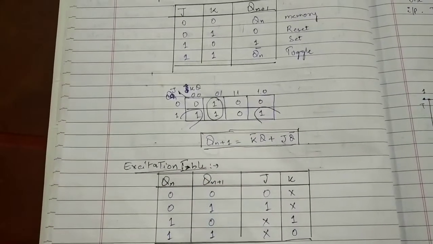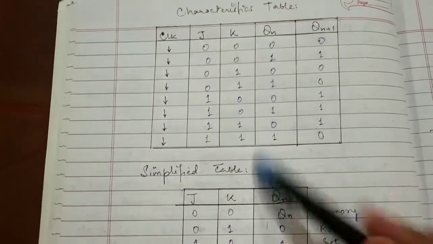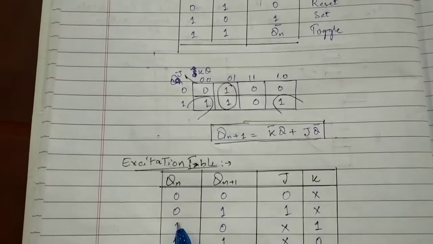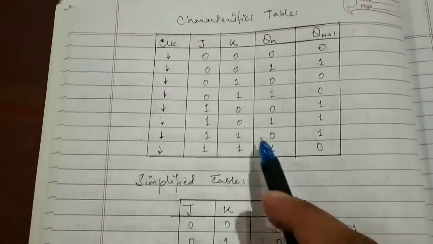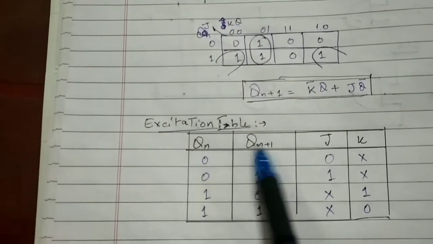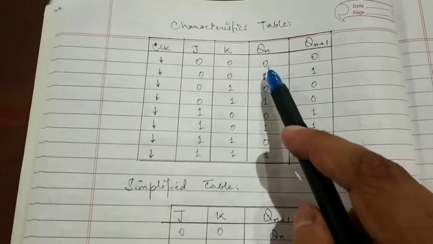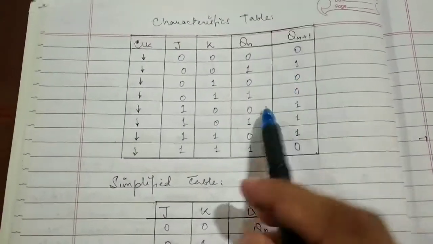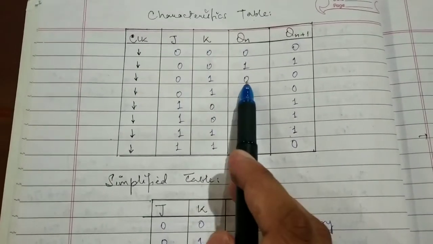The excitation table of this JK flip-flop can be found from the characteristic table, which we have already described. We write the Qn and Qn plus 1 entries 0 0, 0 1, 1 0, 1 1. For 0 0 in the characteristic table, where Qn is equal to 0 and Qn plus 1 is equal to 0, we locate the other 0 0 entries, and we see the corresponding J and K values.